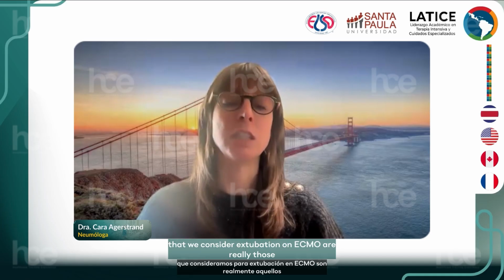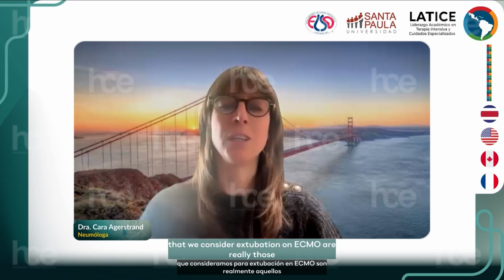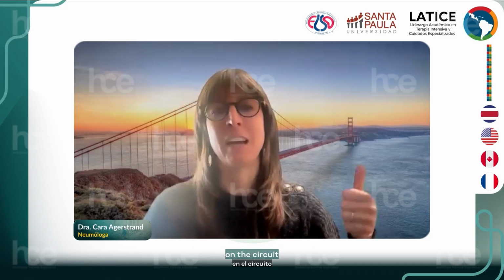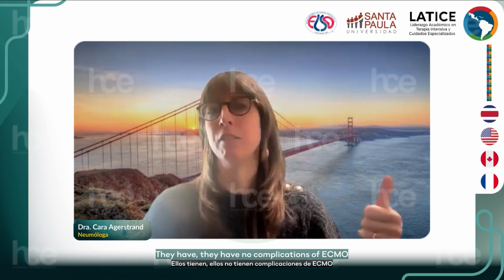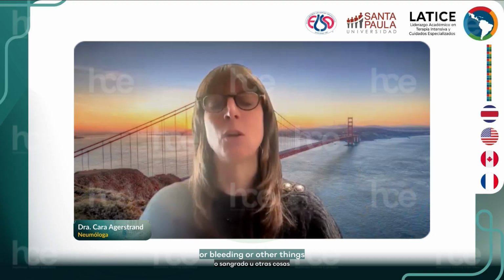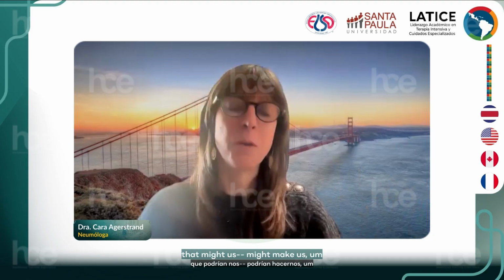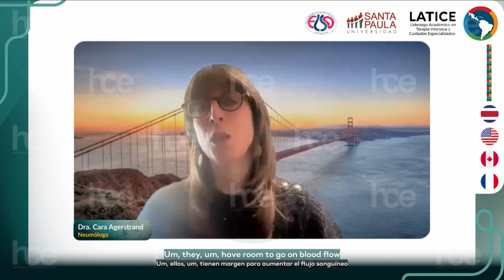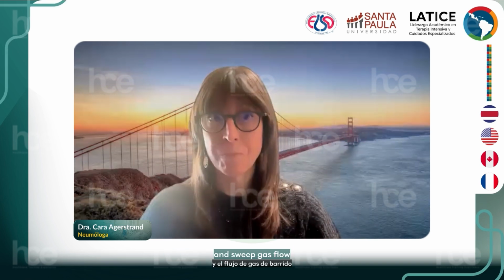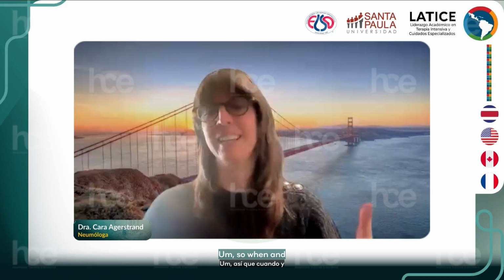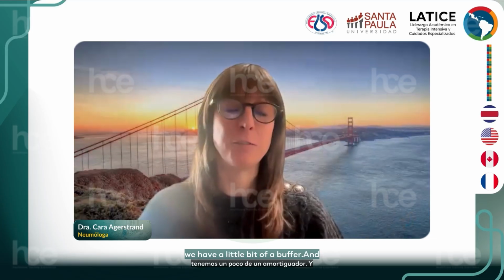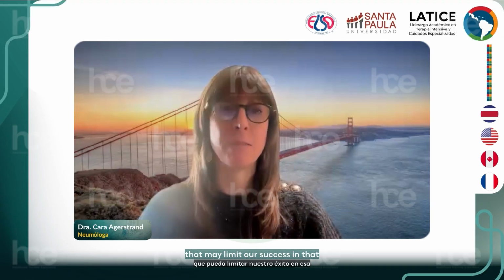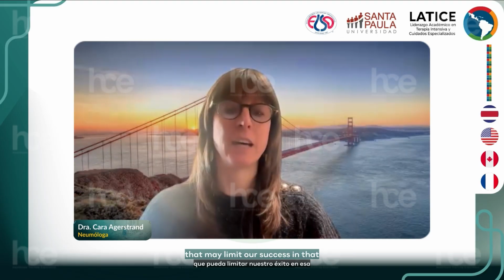But the patients that we consider for extubation on ECMO are really those who have demonstrated that they're doing quite well on the circuit. They have no complications of ECMO. They have no hemolysis or bleeding or other things that might make us inclined to remove ECMO first. They have room to go on blood flow and sweep gas flow. So when and if we extubate, we have a little bit of a buffer, and they don't have any other physiologic comorbidity that may limit our success in that manner.